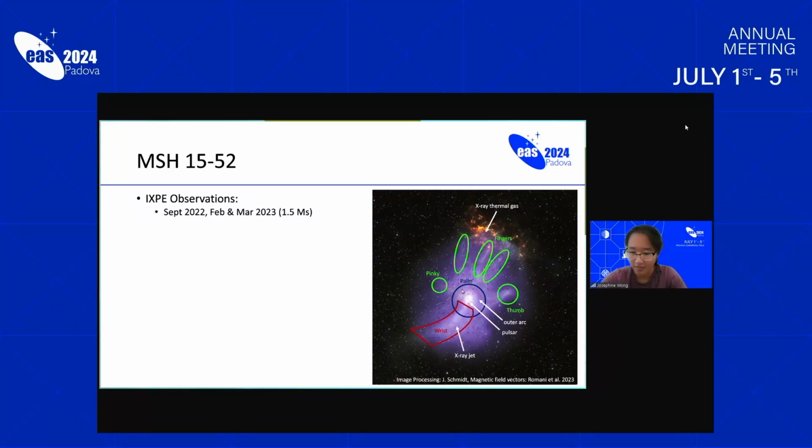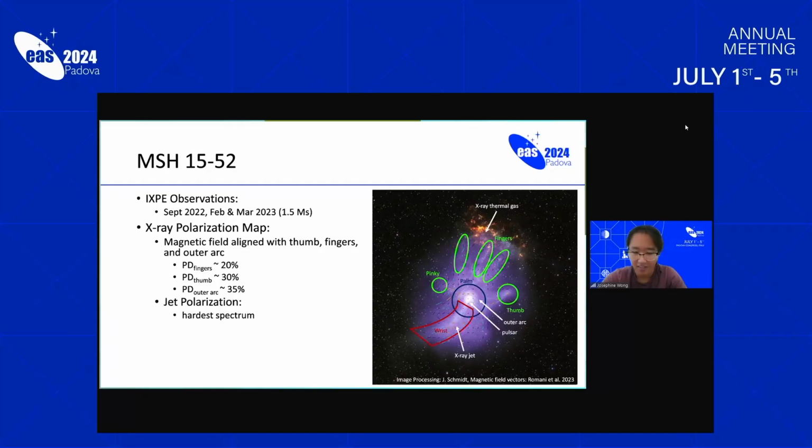So here I've mapped on the magnetic field vectors as measured by IXPE. IXPE observed MSH 1552 for about 1.5 megaseconds. And in the X-ray polarization map, we find that the magnetic field is aligned with the fingers, as well as the curvature in the thumb and the outer arc. And in these regions, we see polarization fractions of 20% in the fingers and 30 and 35% in the thumb and outer arc.